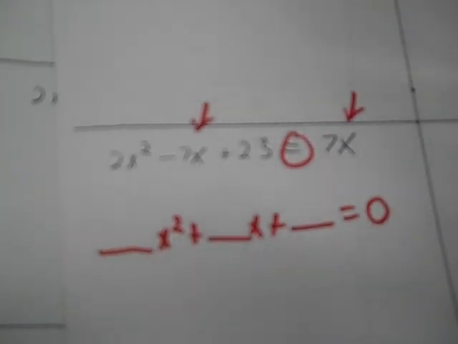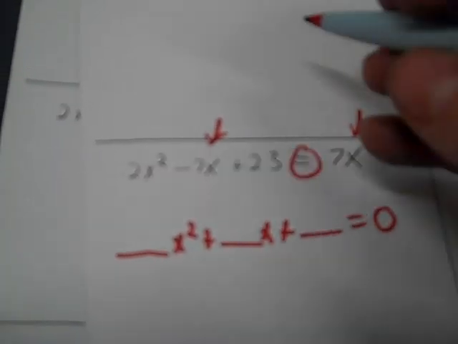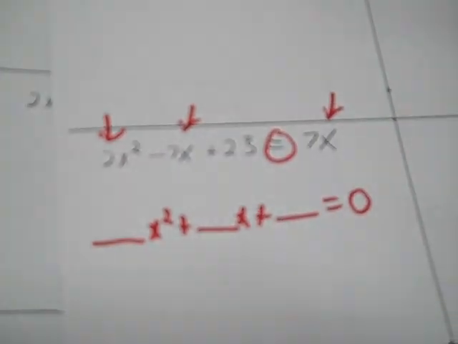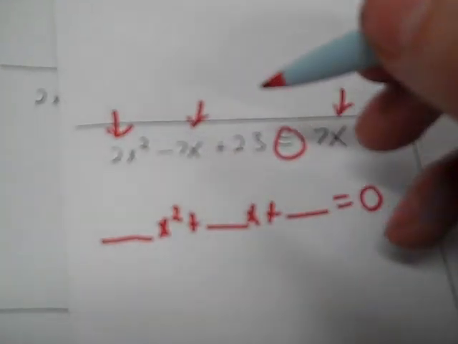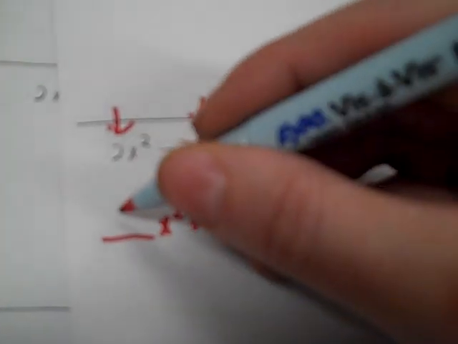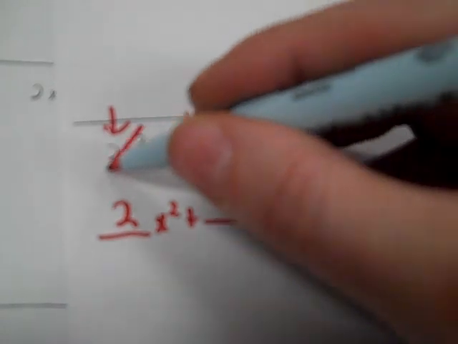So here's my equals. So what do you have for x squared? You just have this 2 here. It's only 1. It's on the correct side. It's on the left side, so I can put a 2 there. I don't need to switch it.